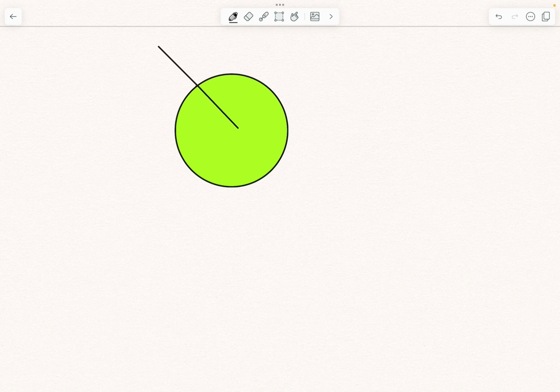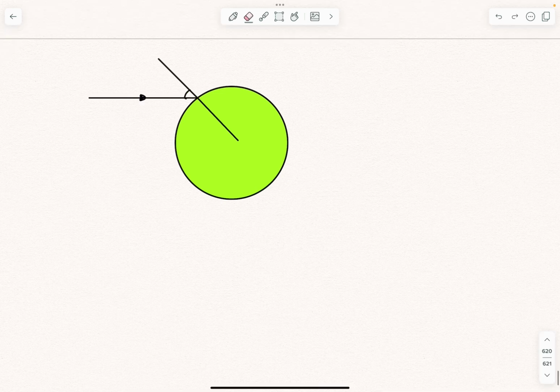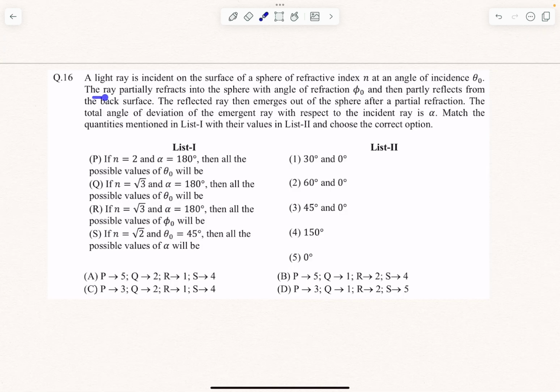Let's take the incident ray to be along the horizontal. So the incidence angle is given to be theta naught. Refractive index of the sphere is given to be n. Now it's given the ray partially refracts into the sphere with an angle of phi naught and then partially reflects from the back surface. The reflected ray then emerges out of the sphere after a partial refraction. So we have to figure out the total angle of deviation of the emergent ray with respect to the incident ray. They're calling it alpha.